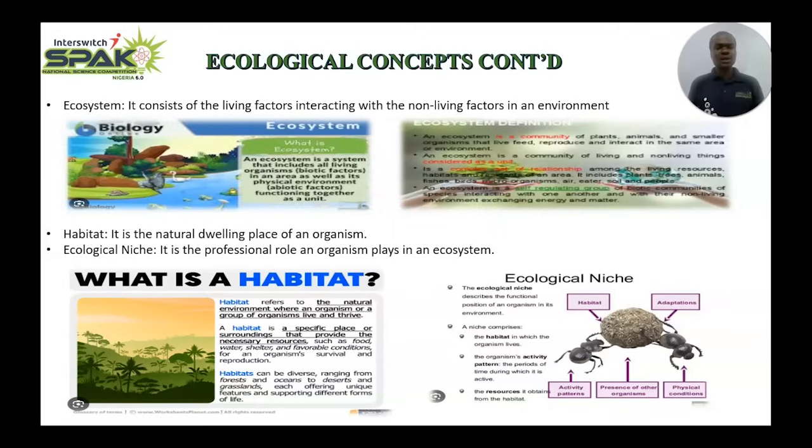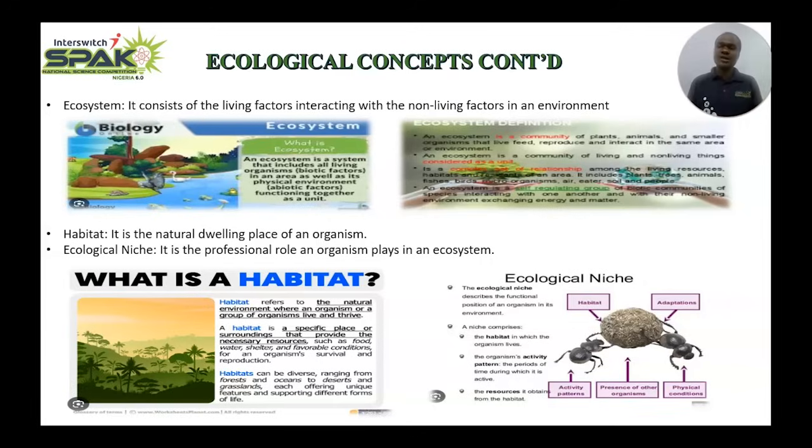So these are the concept of habitat. The habitat can be small, like a place where a single organism is living. It can be even big. And we have the concept of the niche. The niche of an organism talks about the professional role, the professional status, the function of the organism in the ecosystem. What the organism is doing there.